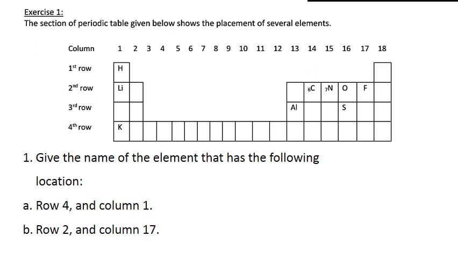Okay, exercise 1. The section of the periodic table given below shows the placement of several elements. Number 1, give the name of the element that has the following location. Row 4, column 1. Potassium. Like he said, he wants the name, so we cannot put the symbol. You have to put the name. Okay? Hassan, row 2, column 17. Fluorine. Yes, very good. So it's the fluorine atom.